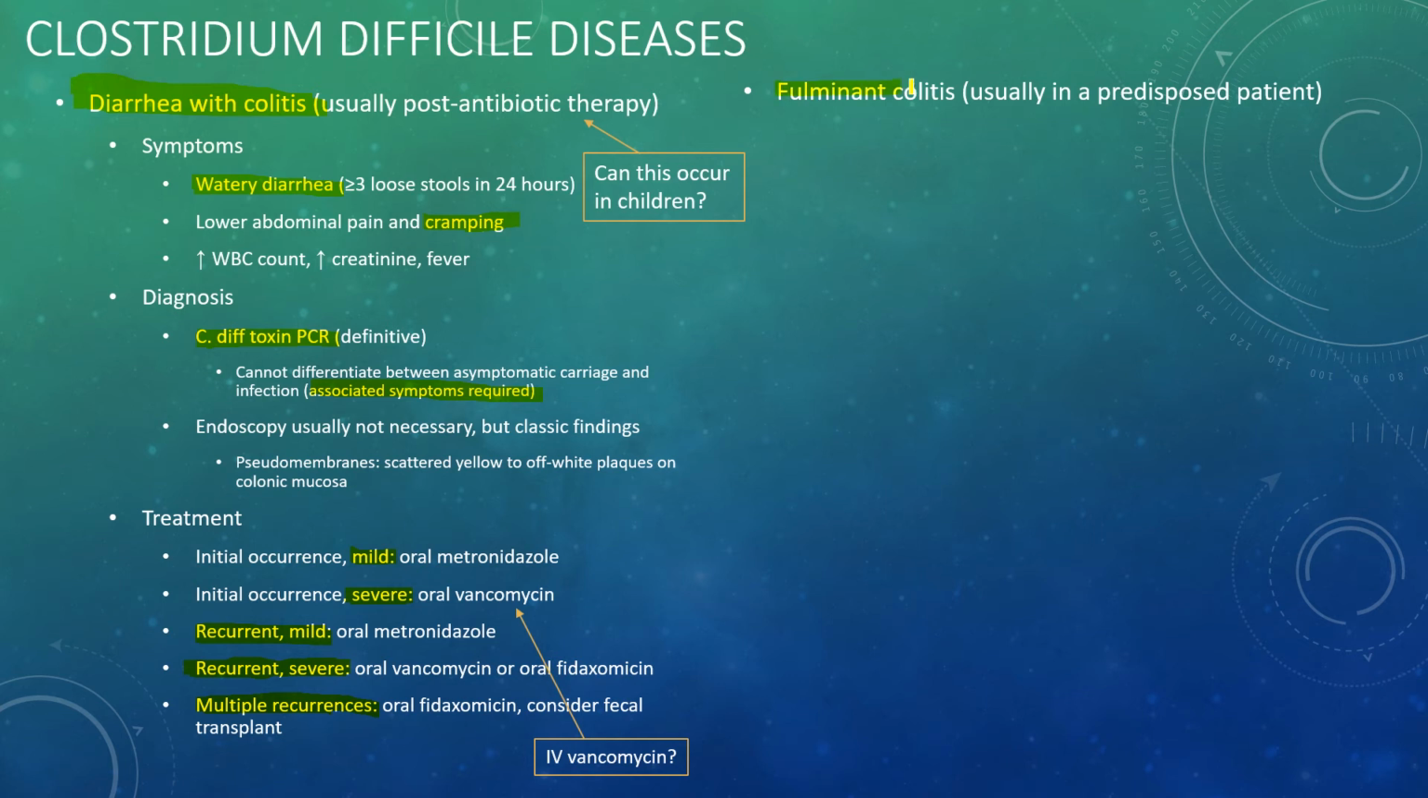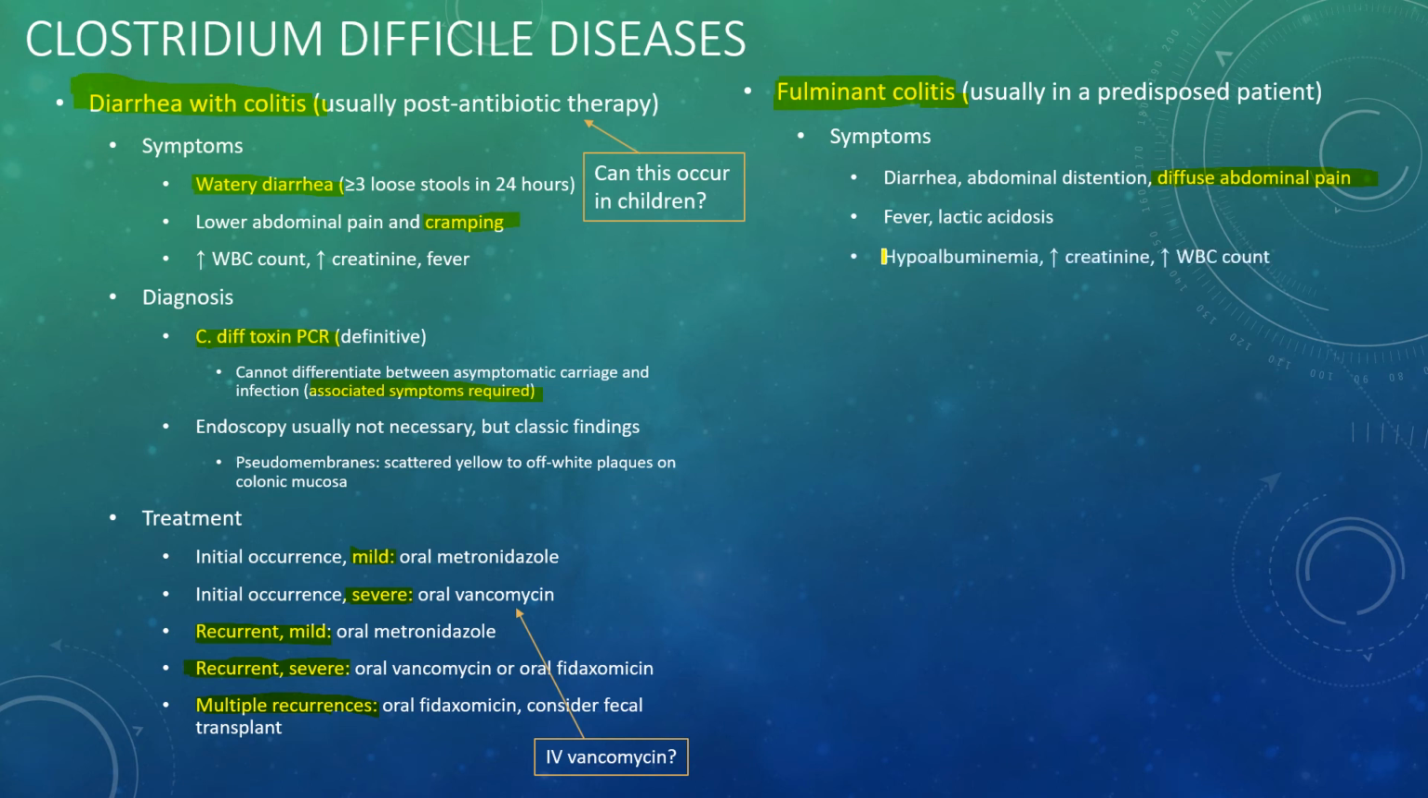Now the fulminant colitis is where it gets really bad. This is where C. diff takes over and causes massive problems, usually in an immunocompromised patient or someone with some kind of predisposition. And what kind of symptoms do you get? It starts out pretty similarly with diarrhea and cramping and also diffuse abdominal pain, but that's when it gets worse. You get fever and lactic acidosis due to decreased blood supply to your body and your organs. Hypoalbuminemia, increased creatinine and increased white blood cell count. Increased creatinine due to dehydration and hypotension, so you lose GFR.